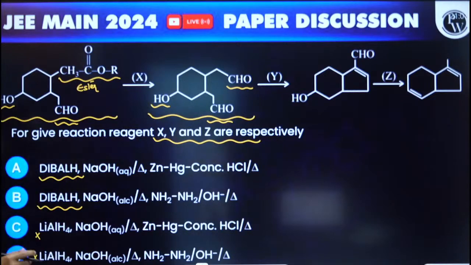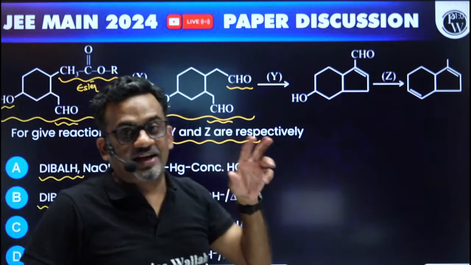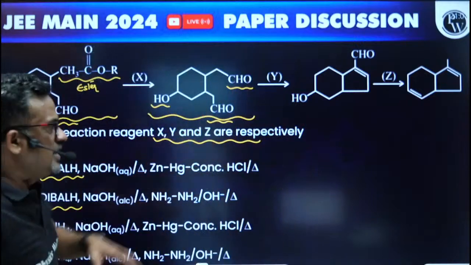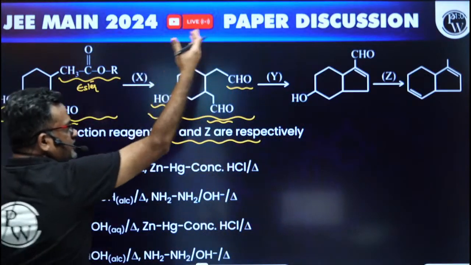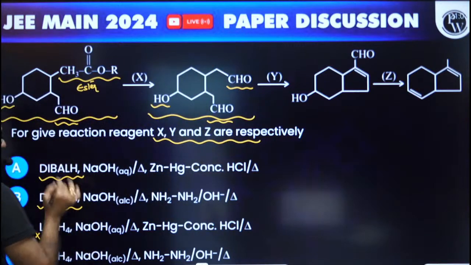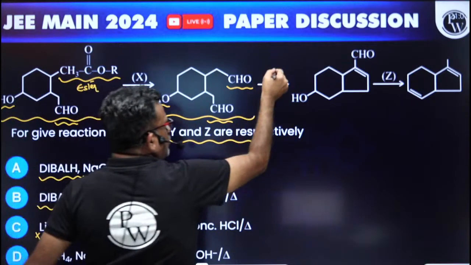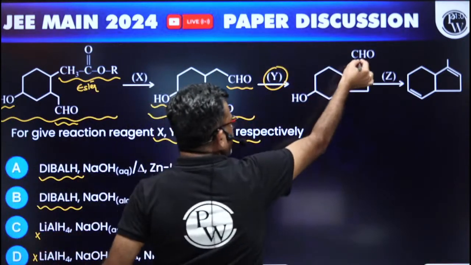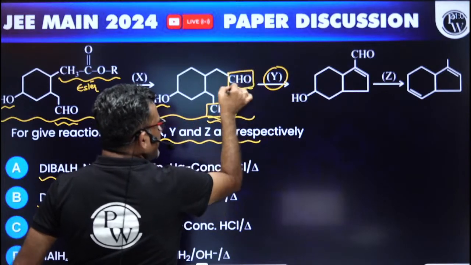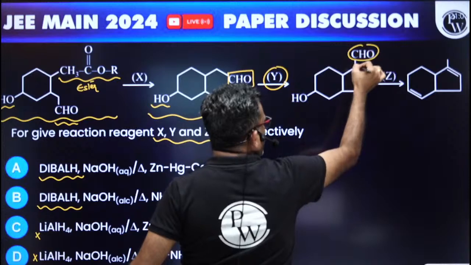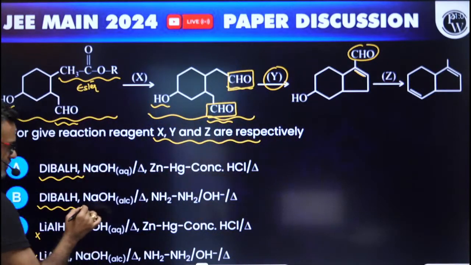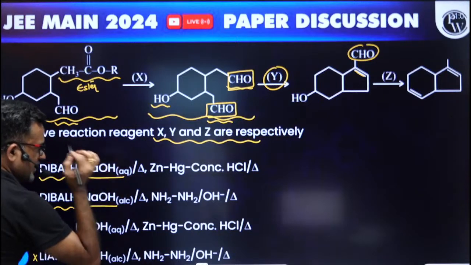Diisobutyl aluminum hydride is an electrophilic reducing agent. It forms a complex compound and forms only up to aldehyde. It does not reduce it further to alcohol. So therefore, these two are ruled out and these two are right. From here, what is that Y? I am left with one CHO and one double bond here. Two CHO with NaOH, aqueous only.